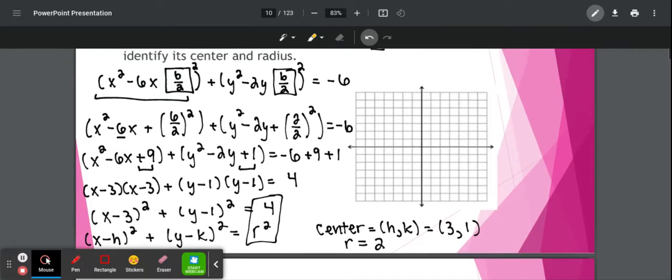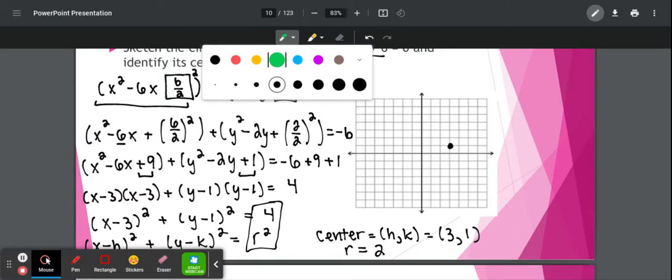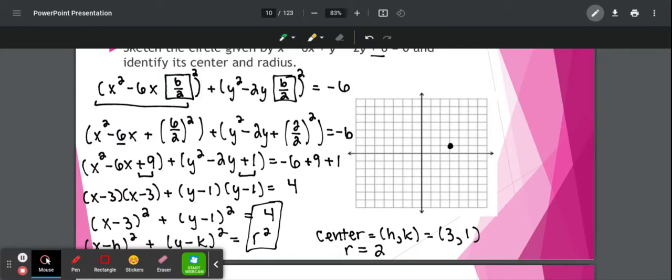So when we go to graph this, we have to graph the point (3, 1) as the center. And then from there, the radius 2. So what I would do is just horizontally go out 2, vertically go up 2, out 2, and down 2. And that gives you enough points that you can then just connect those points and draw your circle. And again, this is all labeled down here, so it's obvious what you were trying to do.